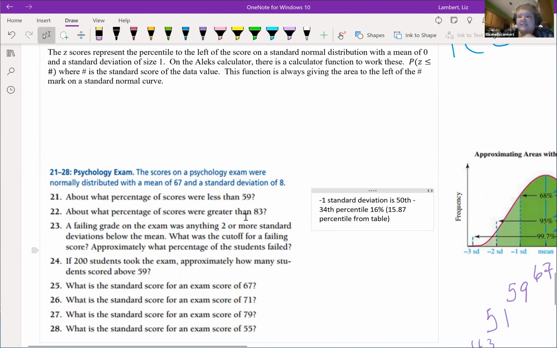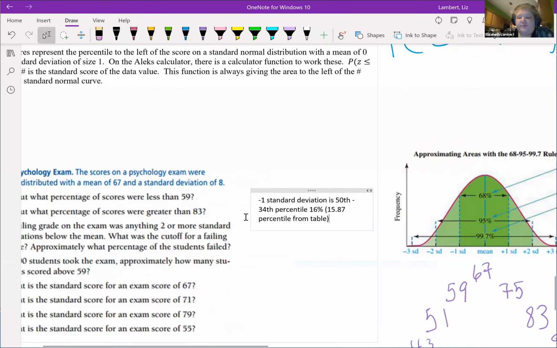So to ask a series of these questions, these were from the book, which means they're expecting you to answer them by handwriting. So your teacher would decide what degree of accuracy you need. On ALEKS, they will tell you what to round to. Now here, about what percentage of scores were greater than 83?